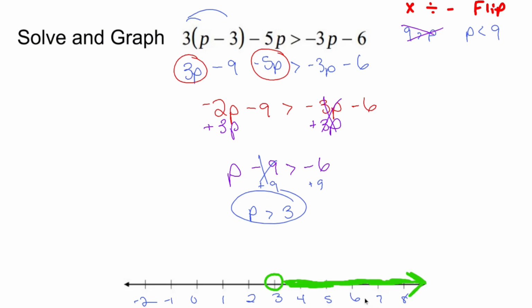So numbers like 5, 6.5, a billion. If I were to take a billion and plug it into p, I would end up with a true statement. I would get some number that's bigger than some number, and it would be true. So that's what we get when we solve and graph crazy multi-step inequalities.